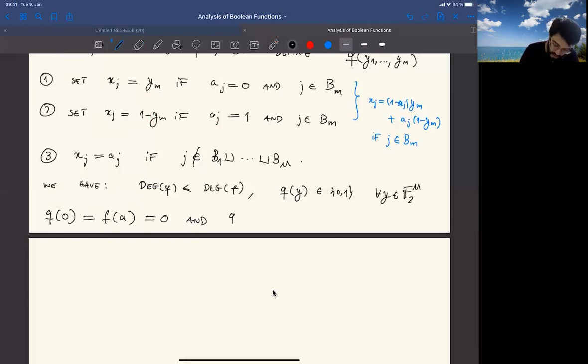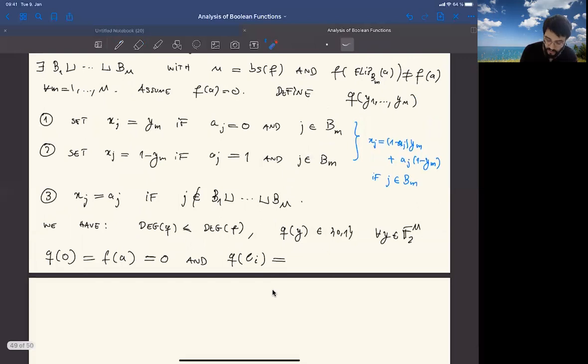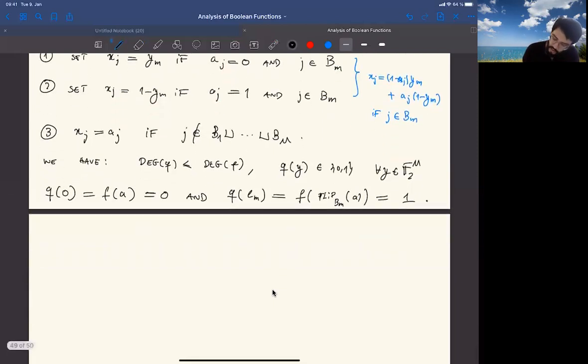And what is q of e_i? Okay, so if I put y1 to be, say, 1 and all the rest equals 0. So let's look. M is 1, so I put this guy to be 1. And so xj is being 1 while aj was 0, and xj will be 1 minus 1, so 0, while aj was 1. So I'm flipping. So that would be exactly just f of the flipped a, let's say, keeping the notation of a, which is different than f of a, which is 0. So it has to be 1. Okay.